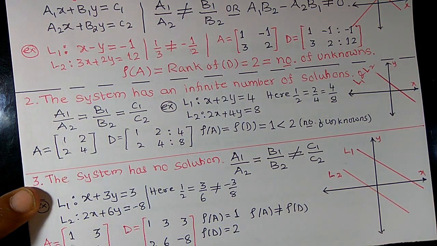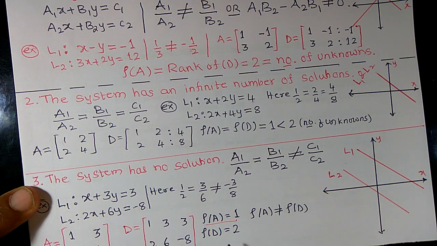Or you can write down the coefficient matrix. Coefficient of x is 1, coefficient of y in the first row is 3. Second row 2, 6. So 1 into 6, 2 into 3. 6 minus 6 is equal to 0. Therefore rank of A is 1. Similarly, consider the rank of D, the augmented matrix.